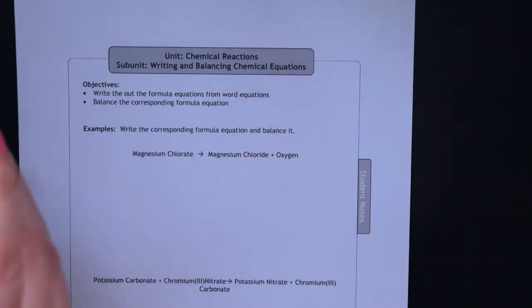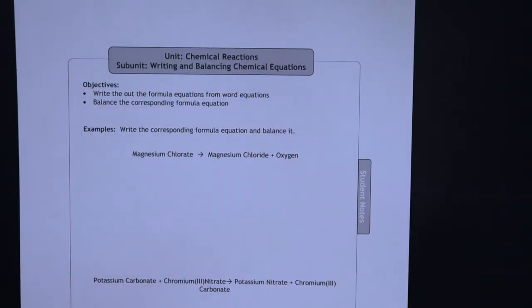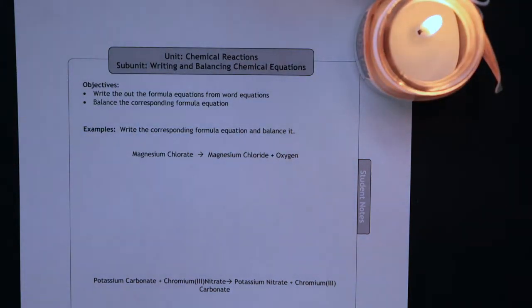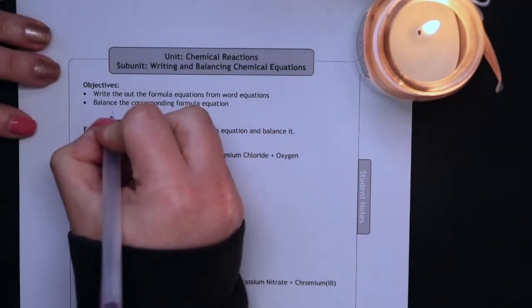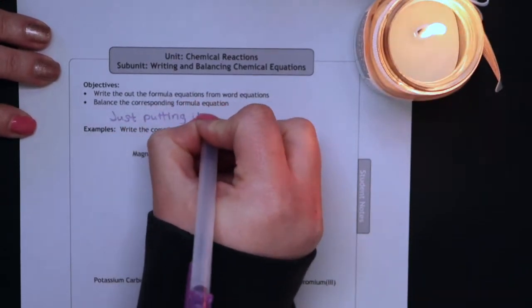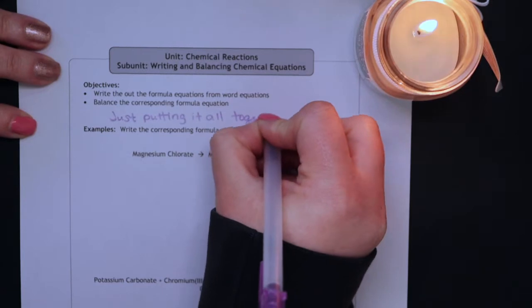In this video, we are going to put together writing and balancing chemical equations. By the end of the video, we should be able to write out the formula equations given a word equation and balance it. Let's look at the first example. Magnesium chlorate yields magnesium chloride and oxygen.